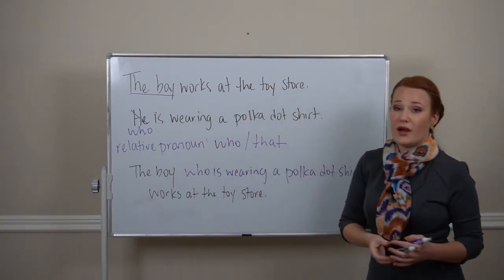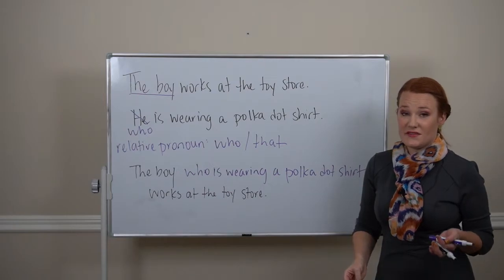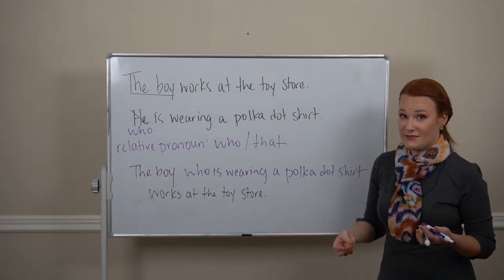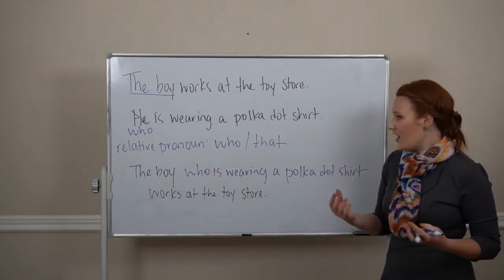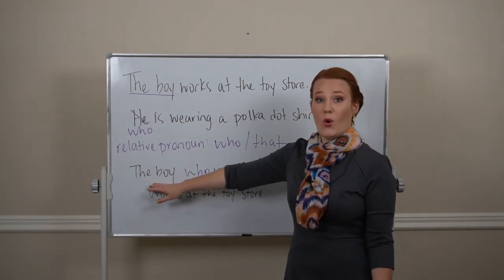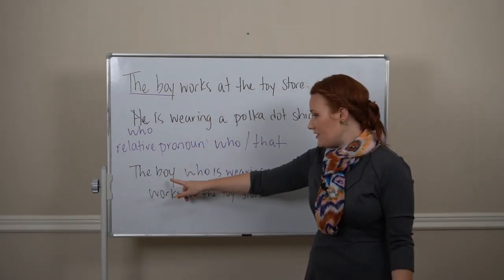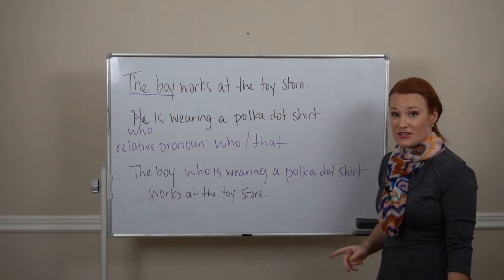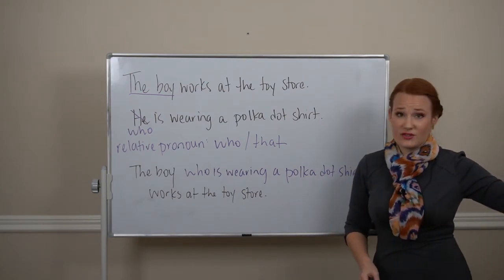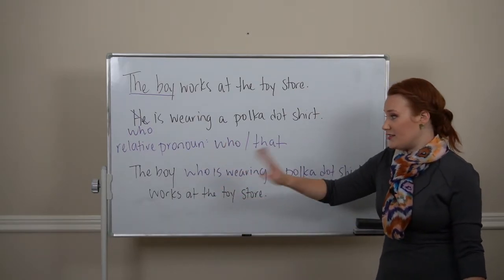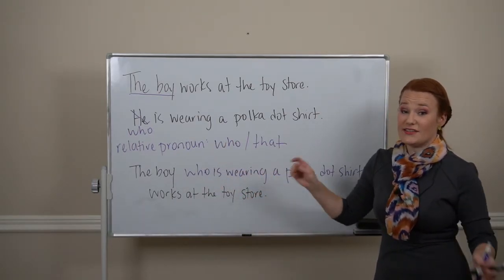So now we have one much longer sentence using this relative clause. It's a little fancier, a little more sophisticated. So these relative clauses are telling us which boy. Not just any boy in the world, but specifically the boy who is wearing a polka dot shirt. Not the boy who's wearing a striped shirt. Not the boy who's sitting over there, but specifically this one. It's telling us which one.